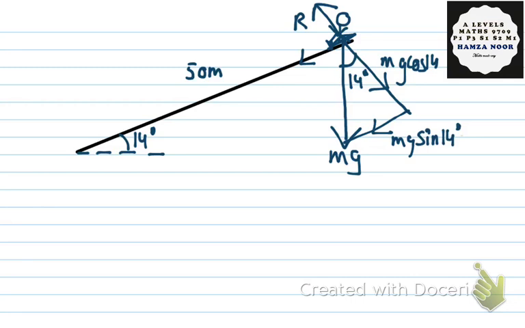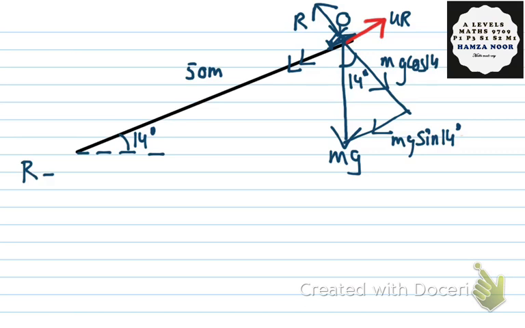Since the man is moving downwards and the coefficient of friction exists in the question, mu is equal to 0.02. This means that the frictional force, mu R, acts in the opposite direction.